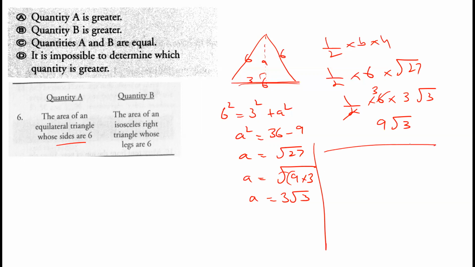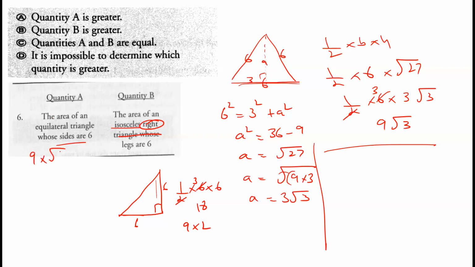And the second thing is we have the area of an isosceles right triangle. So this is your right angle triangle, and it's an isosceles triangle whose legs are 6. So this is 6 and this is also 6. This is your base, this is your height. So half into 6 into 6 would be 18. 2 threes are 6, 6 threes are 18. We can write 18 as 9 into 2. Now the area of the equilateral triangle is 9 into under root 3, and this is 9 into 2.